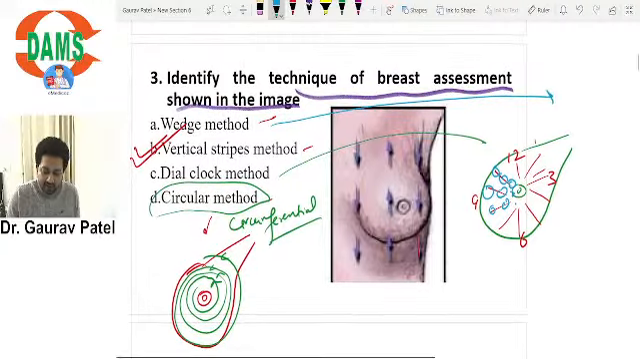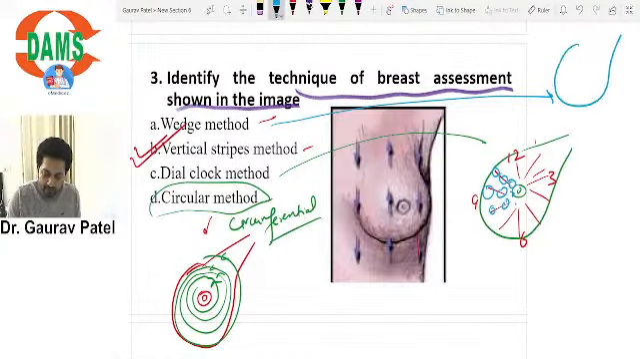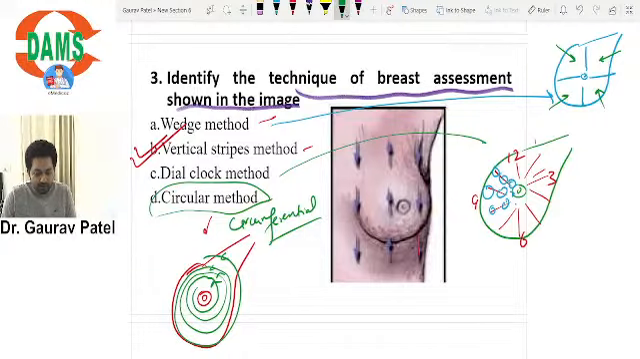Wedge method is the one in which you divide the breast into four quadrants, and then you palpate one quadrant at a time. So wedge method, vertical stripes method, dial clock method, and circumferential or circular method. This is vertical stripes method.